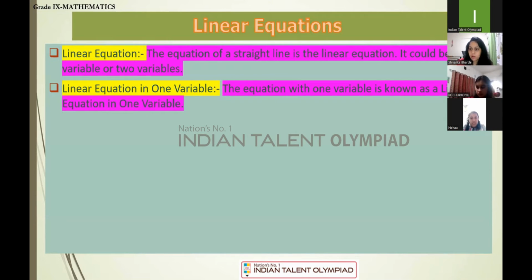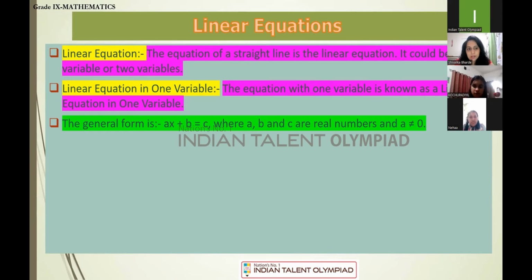You have already done linear equations in one variable in your earlier classes. Like I'm giving you examples: x is equal to 5, y is equal to 4, c is equal to 9, t is equal to 7. These include only one variable, like x plus 7 is equal to 3, x plus 7 is equal to 0, y plus 9 is equal to 0. These kinds of equations which contain only one variable are called linear equations in one variable.